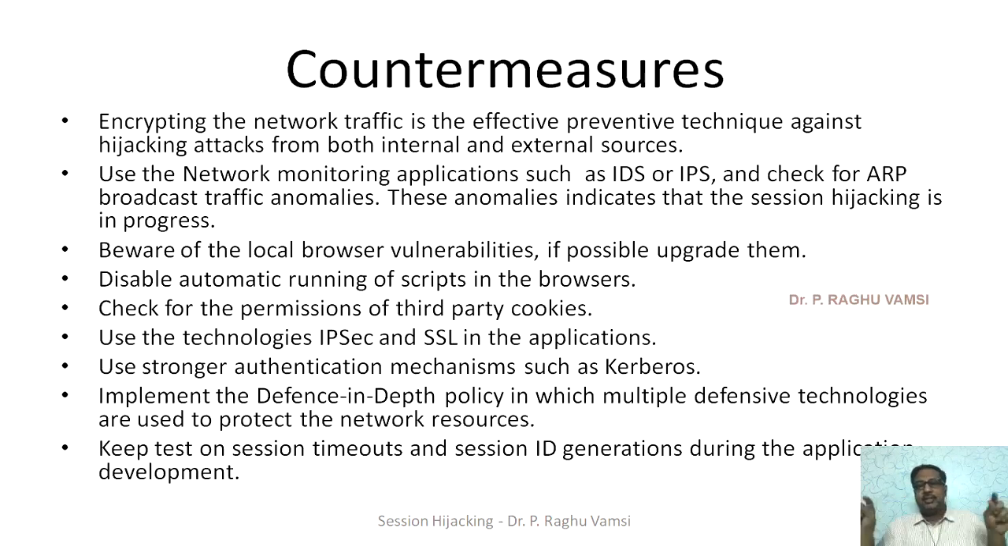There are specific anomalies called ARP broadcast traffic anomalies. The reason is, if you identify these anomalies, then you can predict that session hijacking is in progress. So this is very important. You will come to know that session hijacking is in progress once you identify ARP broadcast traffic anomalies via the intrusion detection and prevention system. Beware of local browser vulnerabilities. If possible, upgrade them. Don't use old browsers. Always try to upgrade the browsers. Whenever the browser asks for an upgrade, be patient and upgrade it.